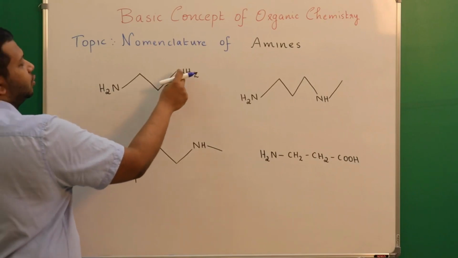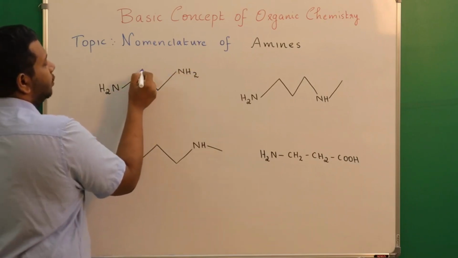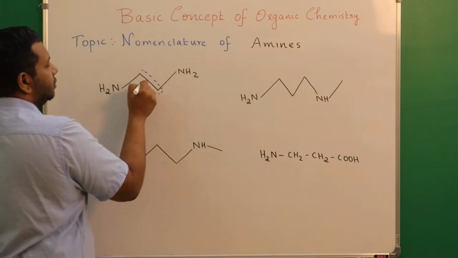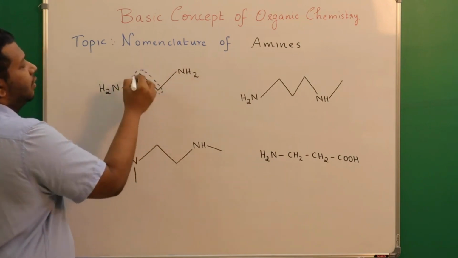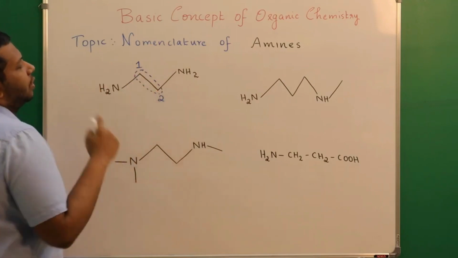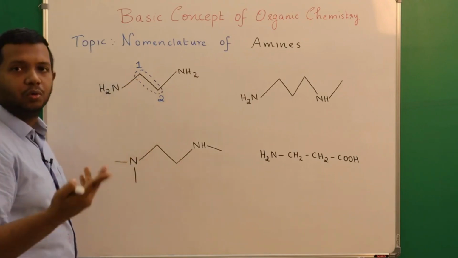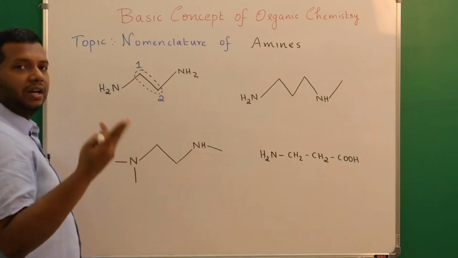Now let's see here. I could see NH2 connected here, NH2 connected here. This is a carbon atom, this is a carbon atom. So my parent carbon chain is this one, correct? Since it is a symmetrical compound, I can give 1 here or I can give 1 here. Both are correct. There is no secondary prefix and no primary prefix.